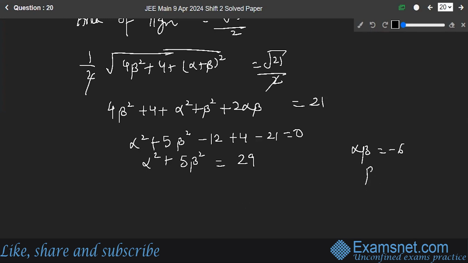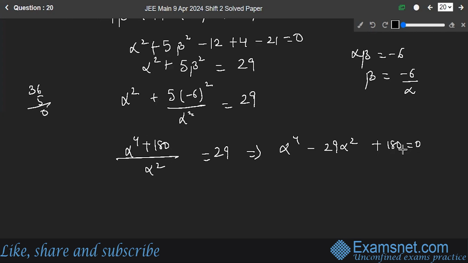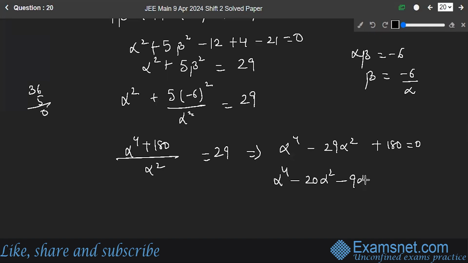Let's solve this. You will have beta is equal to minus 6 upon alpha, so alpha squared plus 5 into minus 6 upon alpha, this is square, is equal to 29. Or you have alpha power 4 and this is 36 into 5, that is 180. So you have alpha power 4 minus 29 alpha square plus 180 is equal to 0. You have 20 and 9, so alpha square minus 20 and alpha square minus 9.